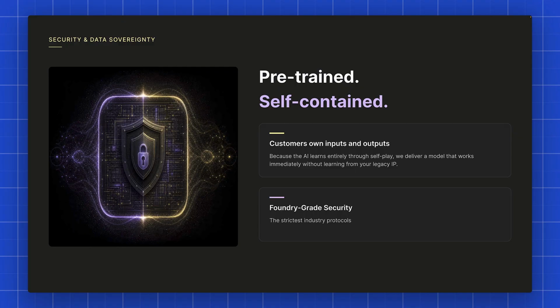Now a little bit about how our system aligns with our customers' data ownership requirements. We deliver the pre-trained AI know-how, and our customers own all the inputs and outputs, which can be used as they see fit. Because the AI is pre-trained by self-play, it is immediately useful, and there is no IP risk of reproducing a competitor's layout. Layout generation is driven by customer guidance in concert with the AI's self-learned knowledge. Further, we follow the strictest industry security protocols in order to meet foundry-grade security requirements.